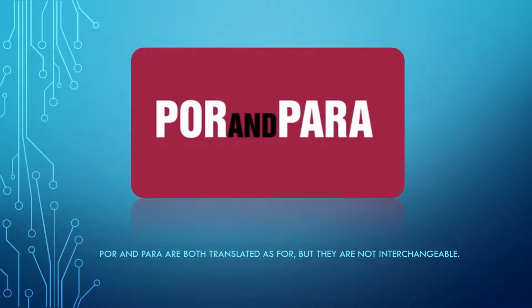Today I am going to be talking to you about the difference between por and para and when to use them in sentences in Spanish. Por and para are both translated as for, but they are not interchangeable. There will be some sentences in Spanish where you will use por, and there will be some sentences where you will use para. This is a topic that is very important in Spanish. You will see it in this Spanish class as well as other Spanish classes that you take in the future.